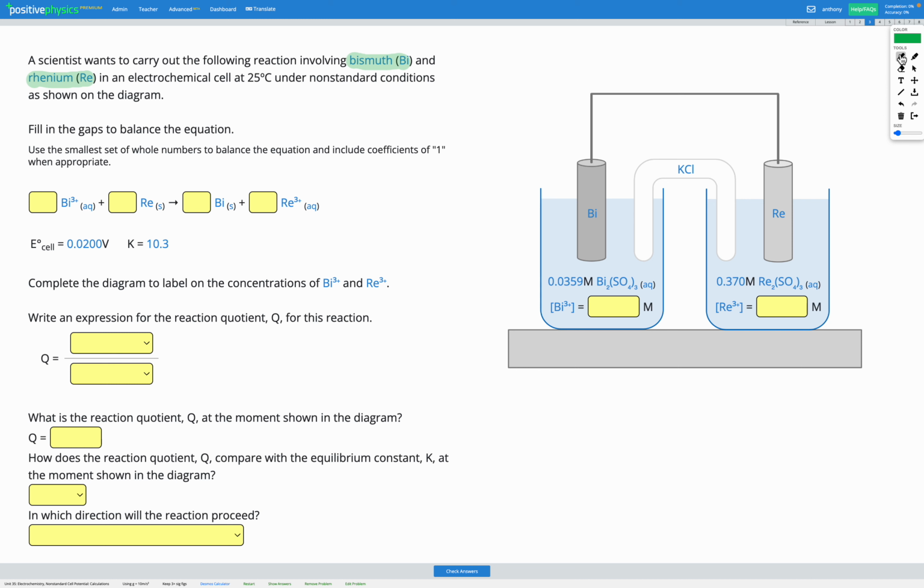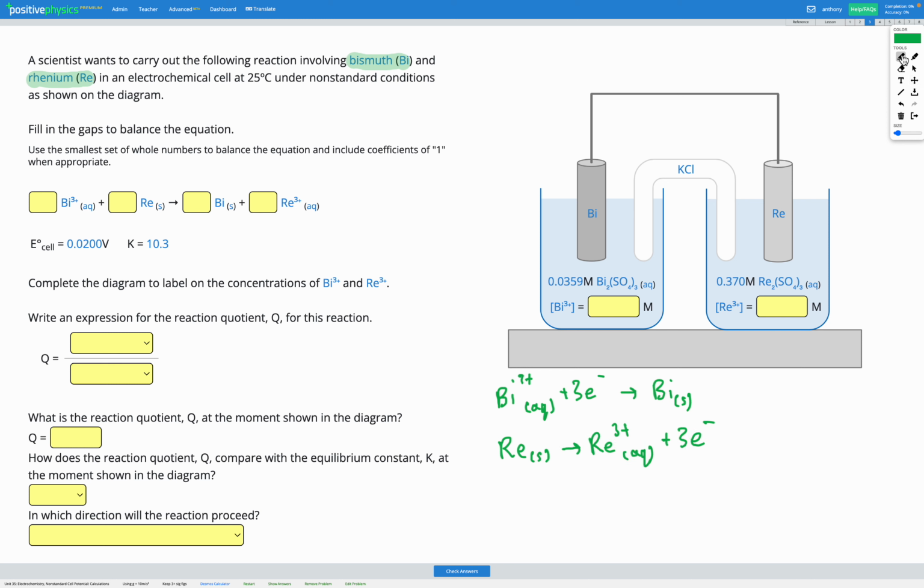To do that, I'm going to write down my half equations for each of the elements. So for bismuth 3+ on the left, we end up with bismuth solid on the right. So we need to add 3 electrons on the left so that will cancel out our charges on the left to give us 0 charge on the left and 0 charge on the right. Then for rhenium, we start with rhenium solid. We end up with rhenium 3+. And so we need to add 3 electrons on the right here so that the total charge on the right is 0 and the total charge on the left is 0.